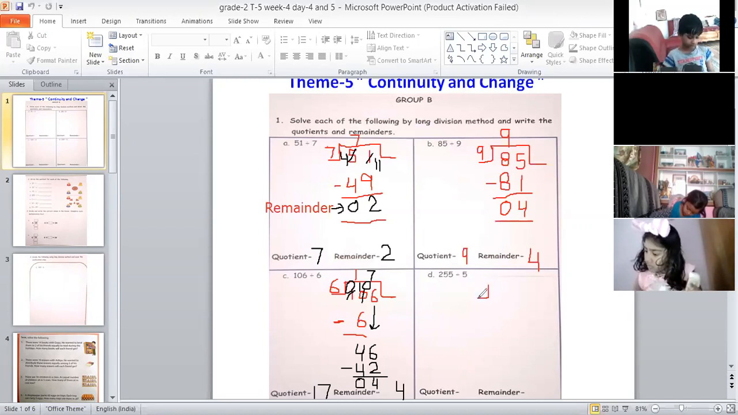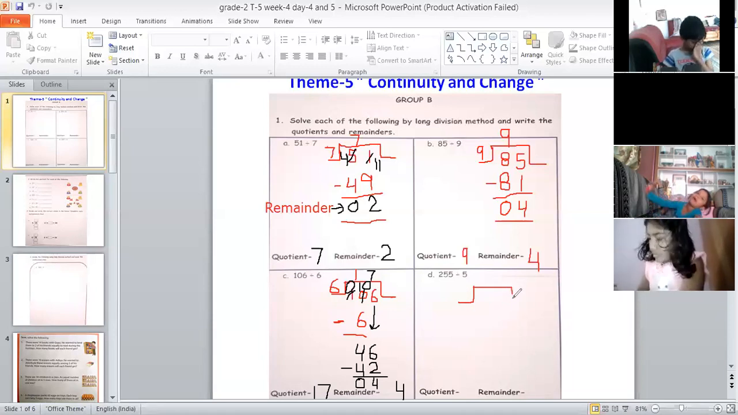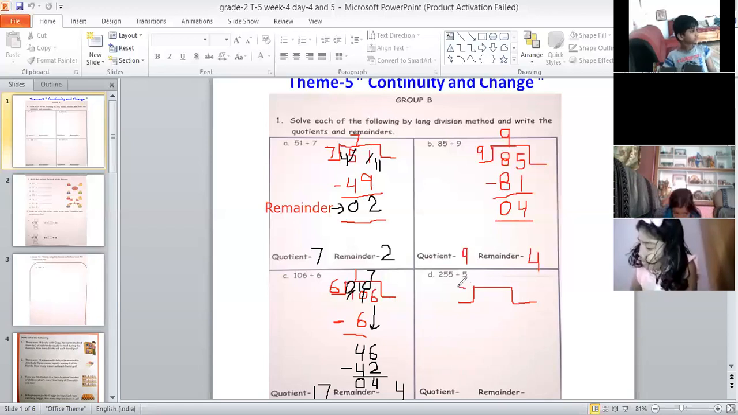255 divided by 5, ma'am. Okay, that's correct. Now Kushal, tell me which number goes inside and which number outside. 5 is outside and 255 is inside, ma'am. Yes, 5 we will write outside and 255 inside. 255 inside and 5 outside.